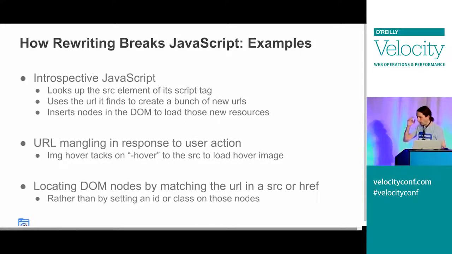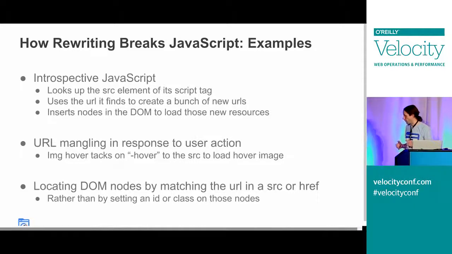And finally, we noticed that there's actually quite a lot of JavaScript out there. And I consider this sort of badly written JavaScript, right? That tries to locate nodes in the DOM of the page by matching on the URL. So it'll iterate through, let's say, all of the image nodes on your page and ask, does the URL look kind of like this? And then it will do some stuff.